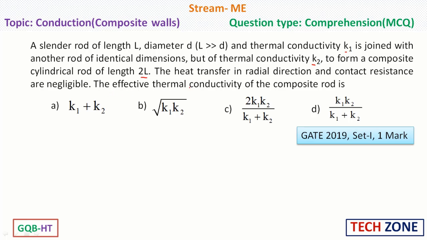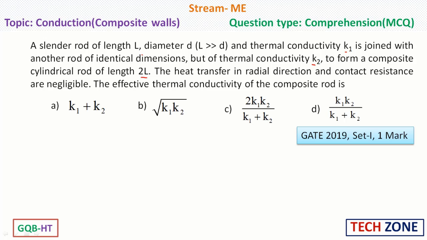The effective thermal conductivity of the composite rod is option A K1 plus K2, option B under root of K1 K2, option C 2 K1 K2 by K1 plus K2, option D K1 K2 by K1 plus K2.